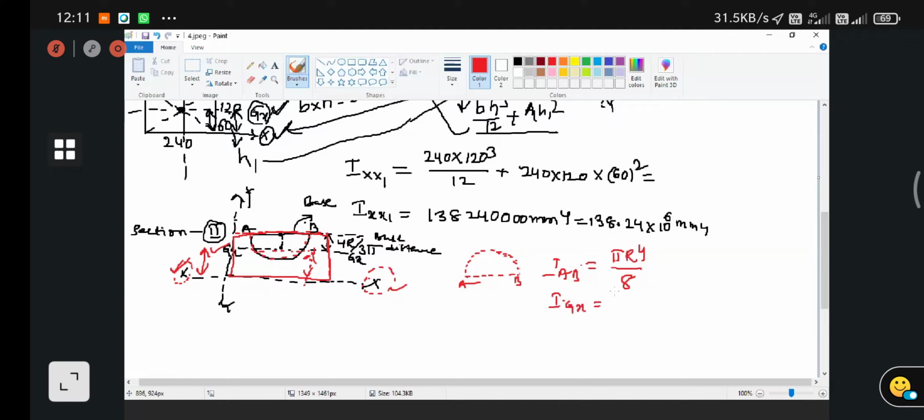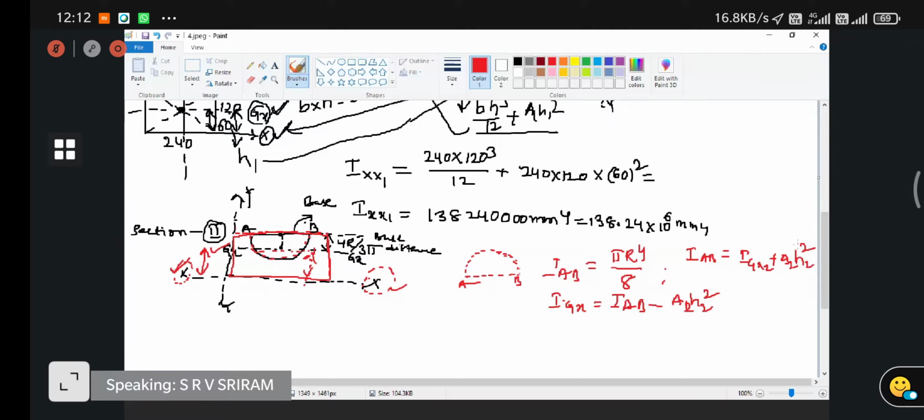In order to find the central axis, I_AB minus area of this thing into h2 whole square. If you know the base moment of inertia, you apply the parallel axis theorem. So I_AB, the base axis moment of inertia, is equal to its centroidal axis moment of inertia plus the area of that particular section into the distance between these two, whole square.